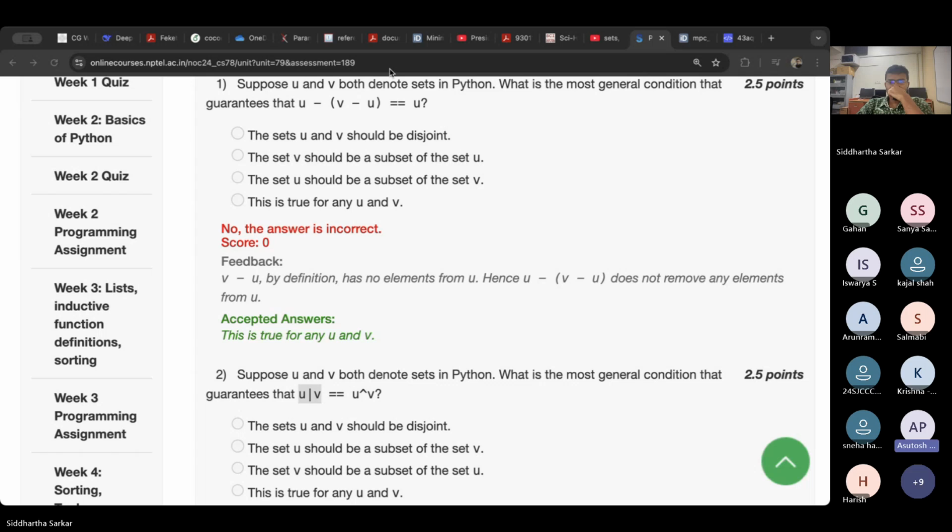So what is the difference between difference and symmetric difference? Okay, we have an answer, which is option A, that U and V should be disjoint.